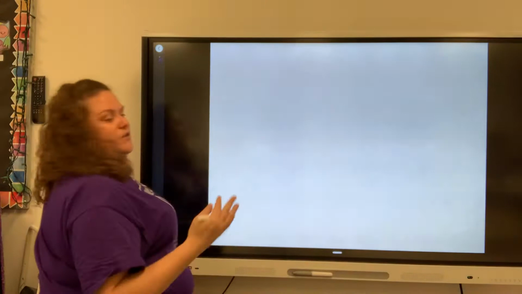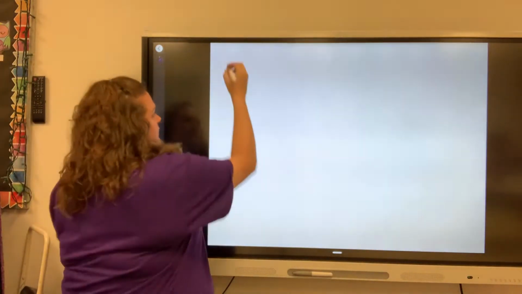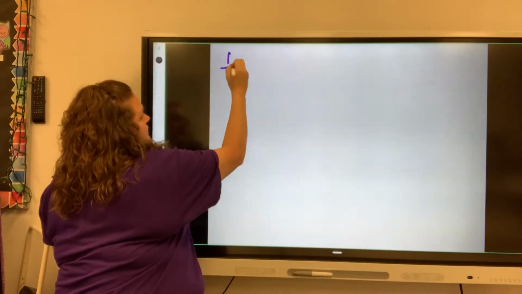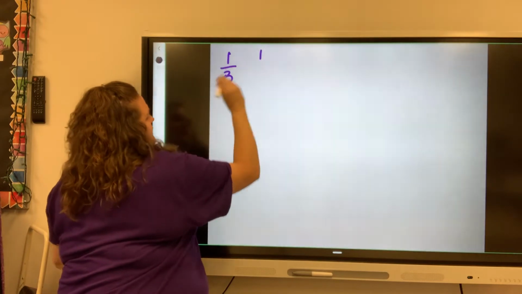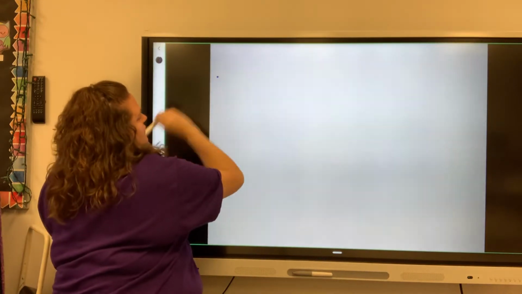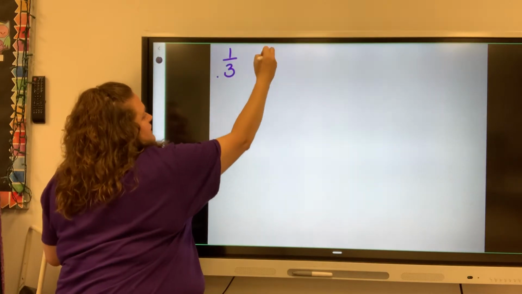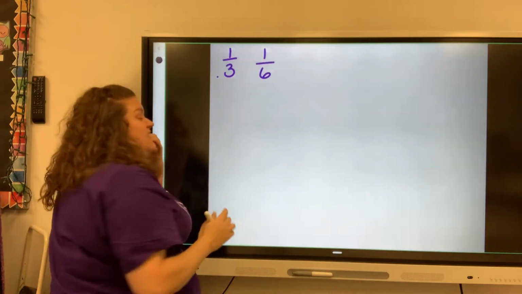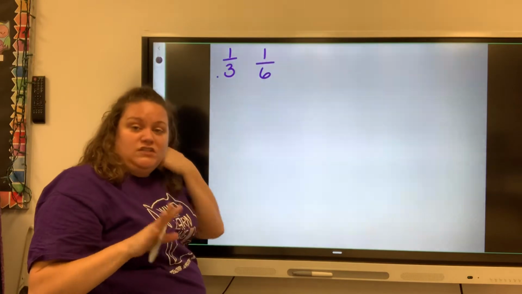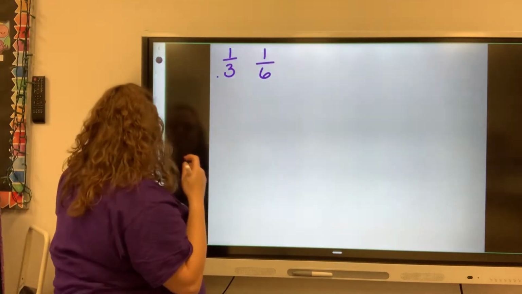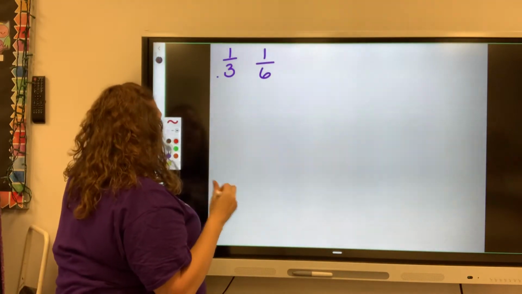So I'm going to do another one with a different example. This time I'm going to be working with thirds and one. Oops, that's a really messy third. Sorry about that. I'm going to be dealing with a third and a sixth. It doesn't really matter which one you do first. It's totally up to you. But I'm going to try to keep it as simple as possible and do it the same.